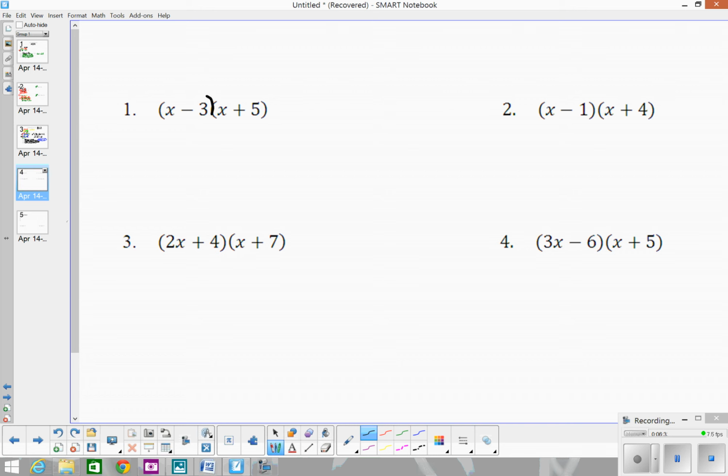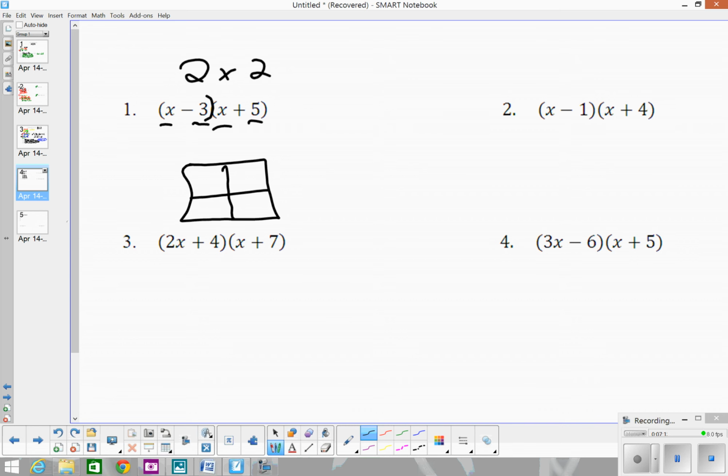This should be a set of parentheses right there. Now, notice I don't have boxes for you, so you're just going to have to add those boxes. Now, this is a 2 by 2 set of binomials. So I need a 2 by 2 box. So my box is going to look something like this. Okay, good.